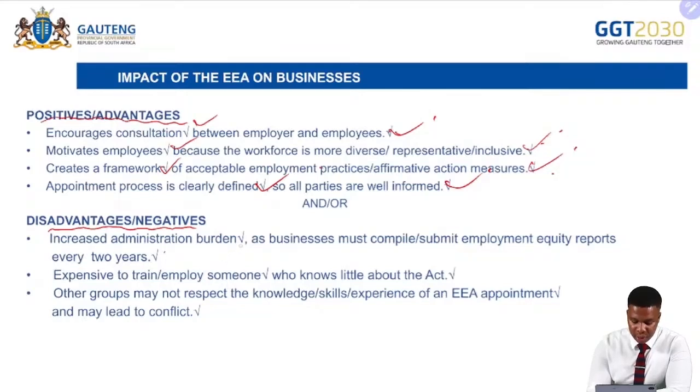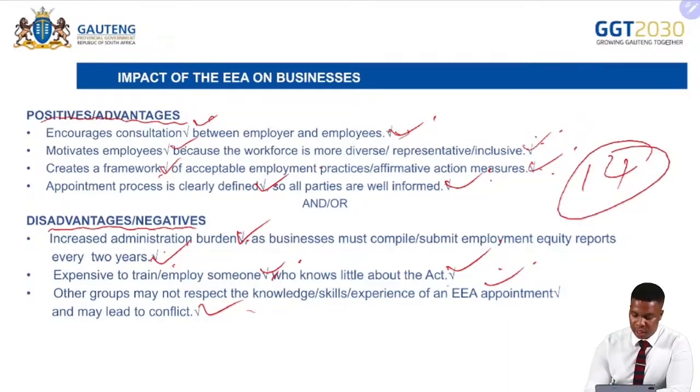It increases administration burden as businesses may have to compile or submit employment equity reports every 2 years. It is expensive to train someone who will not know anything about the act or little about the act. Other groups may not respect the knowledge, skills, or experience of the employment equity appointed candidate, which may lead to conflict. So that is 1, 2, 3, 4, 5, 6, 7, 8, 9, 10, 11, 12, 13, 14, and then the mark allocation there can be 14 for that subheading.